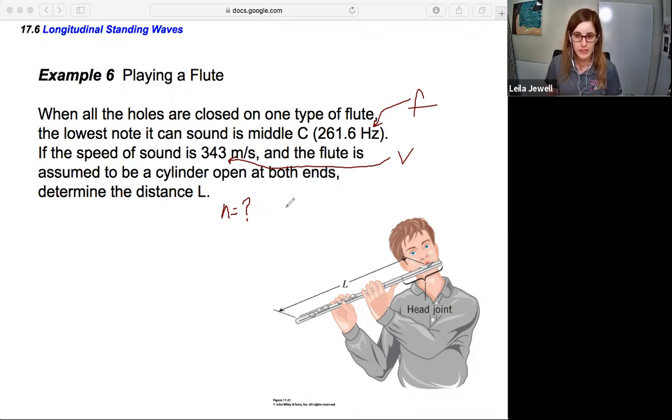So what about n? The key is that this is the lowest note. The lowest note is going to be the fundamental, or the first harmonic. So that tells us that n must be equal to 1. So that's some key information that's tucked away in the problem for you to uncover. Once we have that, the problem is now very straightforward.